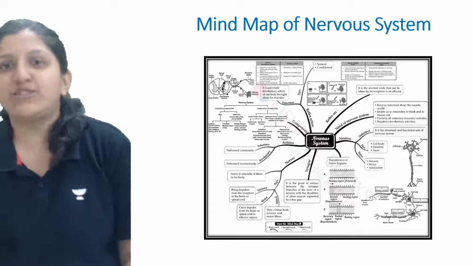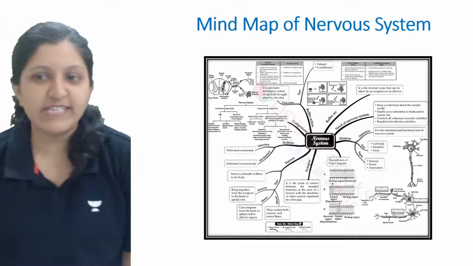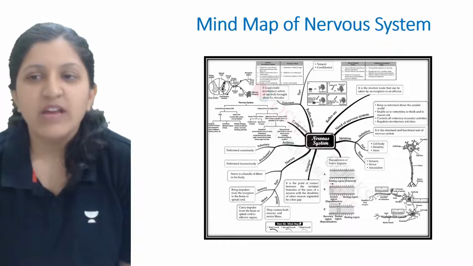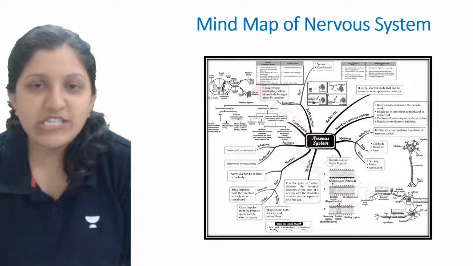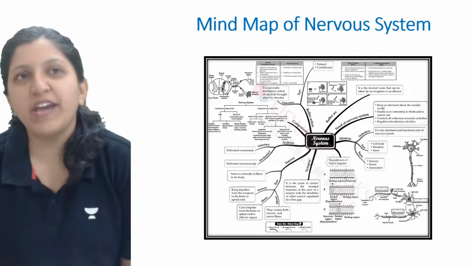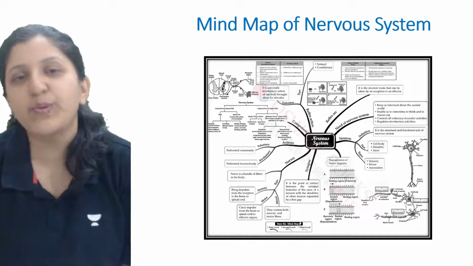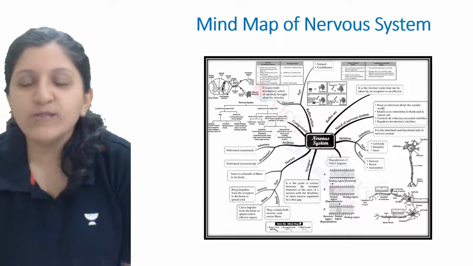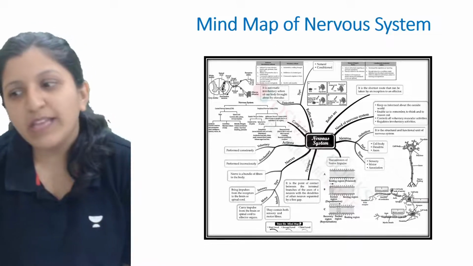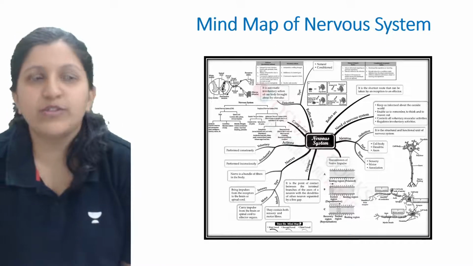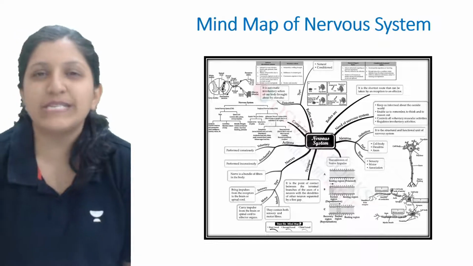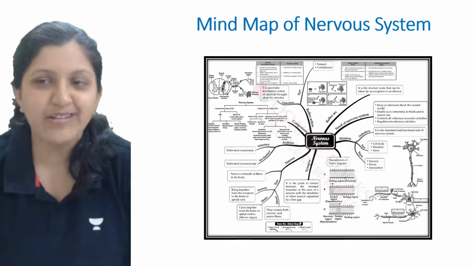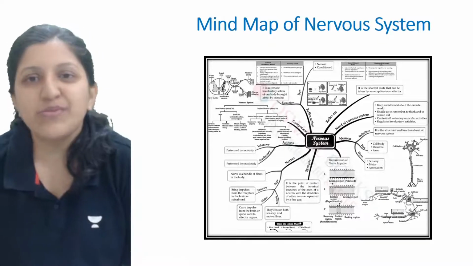So today's topic is the mind map of the nervous system. We'll have a look at this mind map on the chapter, the nervous system, which is going to help you in last minute preparation for your exams. You can just have a look at the mind map and revise it. It is basically a quick way to revise a chapter just before the exam.